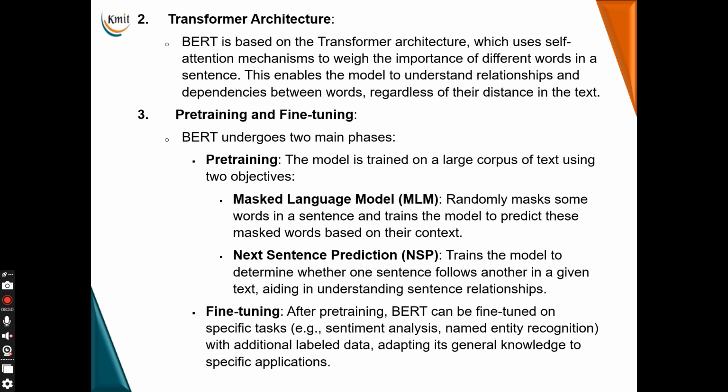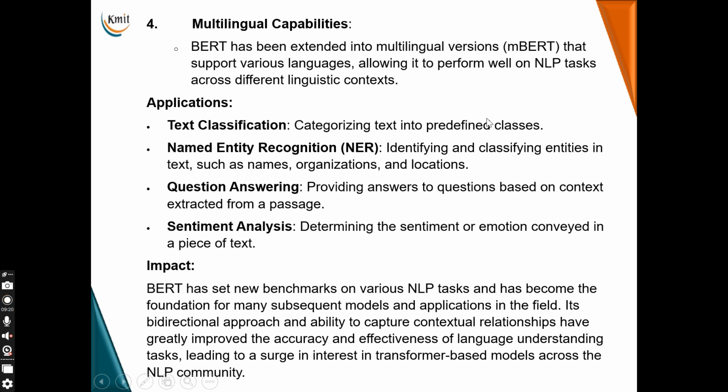Fine tuning. After pre-training, the BERT can be fine tuned on a specific task. While working with pre-training, it is trained on huge amounts of data. In fine tuning, you are making the model get trained on a specific task by applying whatever knowledge it has learnt onto the task which is very much narrowed down to a specific application. Multilingual capabilities. BERT has extended into multilingual versions, which is MBERT, which supports various languages, allowing it to perform all the NLP tasks.